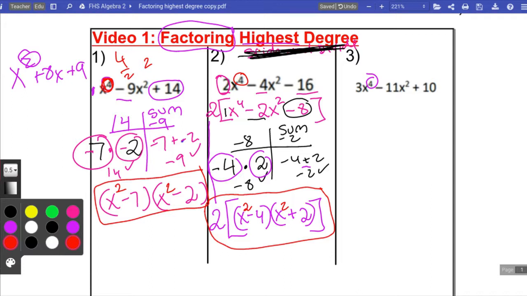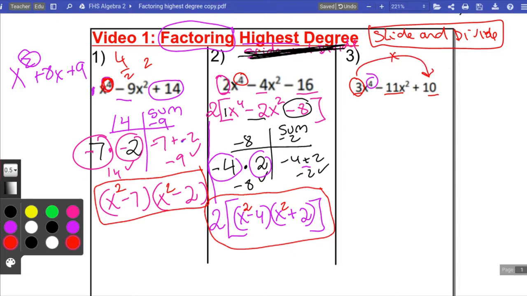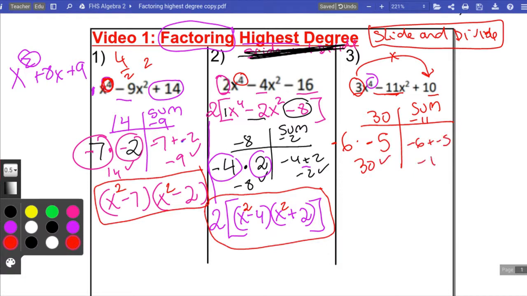Number 3, all right, so A is greater than 1, so we're going to have to do the slide and divide. But before I confirm that, you have to check. Can the 3 go into 11 and 10? No. So we got to do the slide and divide. All right, so slide first. 3 times 10, you get 30. Their sum has to be the middle number, -11. What about 6 and 5? 6 and 5 would work. But how do I get negative 11? By making them both negative. When you do that, you get positive 30, check. And negative 6 plus negative 5, you definitely get negative 11.